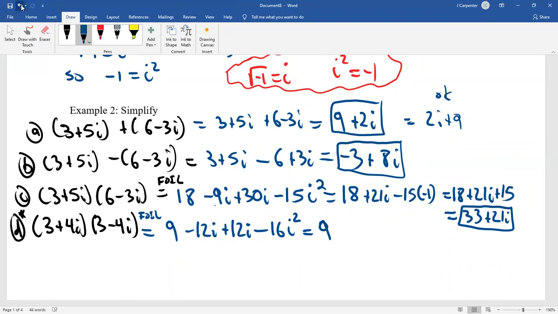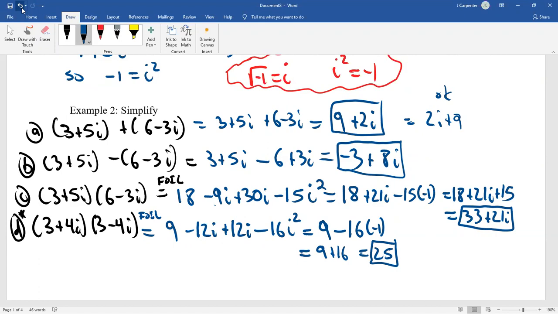This is just 9, but we still have that minus 16, but we know i squared is supposed to be negative 1. So don't write i squared, write times negative 1. If you're able to go ahead and make that a plus 16, skipping that step, that would have been perfectly fine. That's 9 plus 16, which is 25.